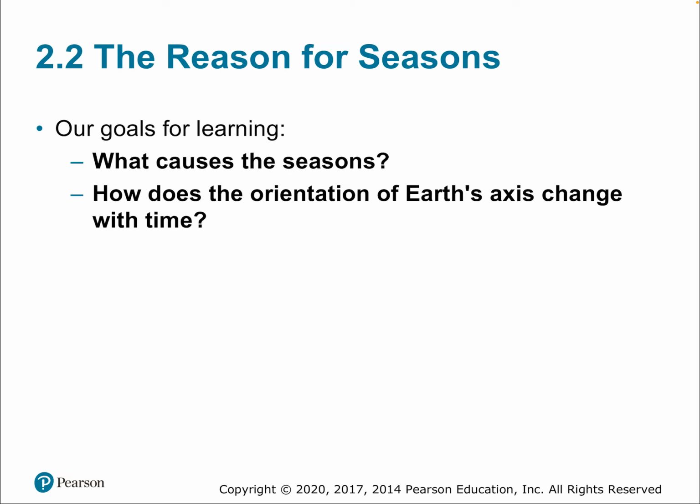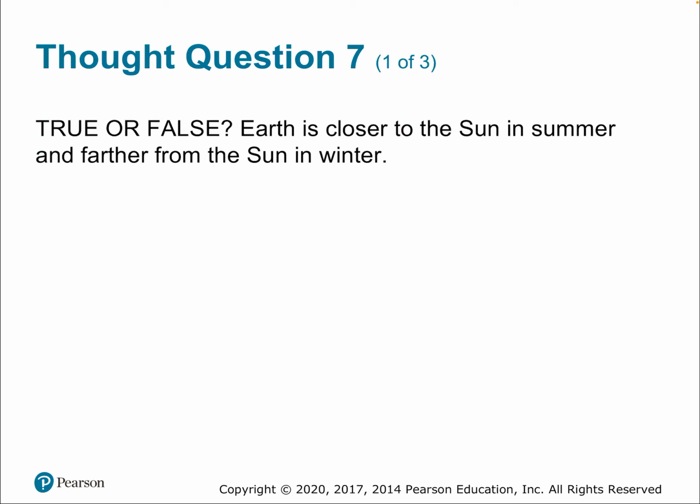Now, other than just asking ourselves what causes the seasons, we also want to ask, how does the orientation of Earth's axis change with time? Because that's the reason for the seasons. Okay? So, true or false? Earth is closer to the sun in summer and further from the sun in winter. What do you think? Is that true or false?